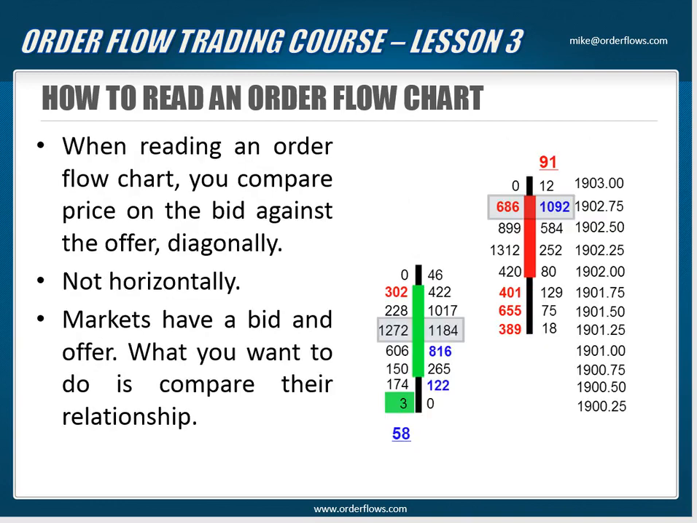So what does an order flow chart look like? Well, when reading an order flow chart, you compare price on the bid against the offer diagonally, not horizontally. So you're comparing the 686 against 12. It's what traded, not the bid and the offer. The market's always going to have a bid and an offer. What you want to do is compare the relationship. Again, what's important with order flow is you want to compare traded volume, not volume in the book.